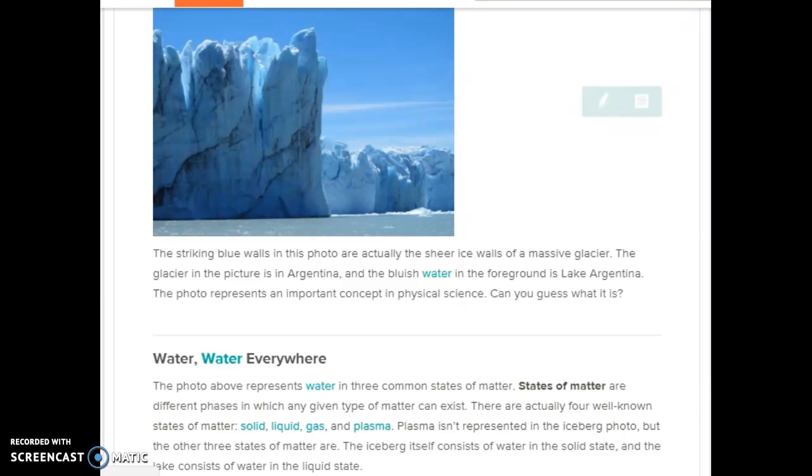Let's think right now about some ways that we have seen water. We've seen it in snow, we've seen it as ice, we've seen it as rain, we've probably seen fog. Let's just keep those in mind as we're reading along through our passage.